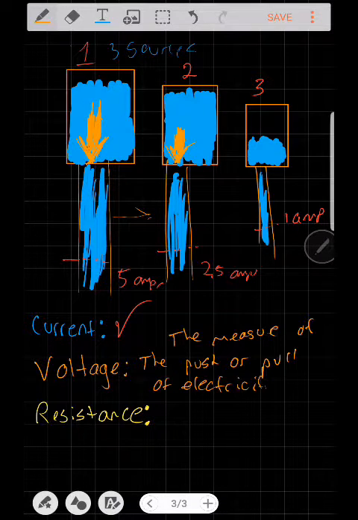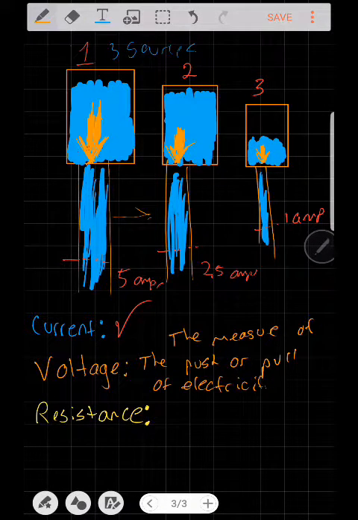And then finally, we have the third one, the smallest amount of water, and so it's the smallest amount of force or voltage. Remember, voltage is the push or pull. So I have more push going down here, the middle amount of push in the second one, and the least amount of push. So it has less voltage, and because it has less voltage, it has less current.